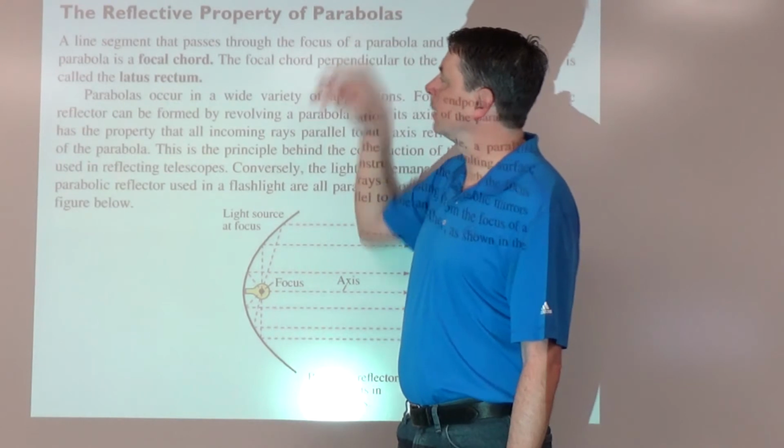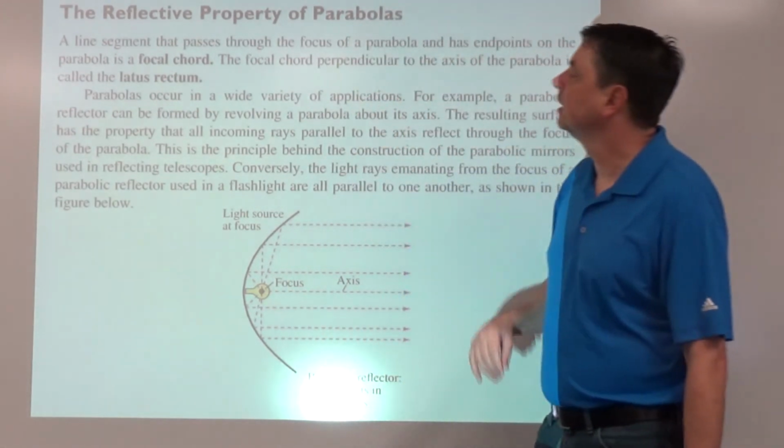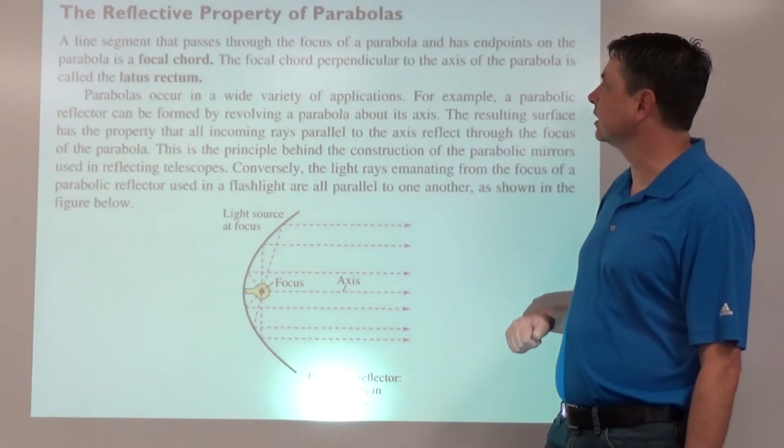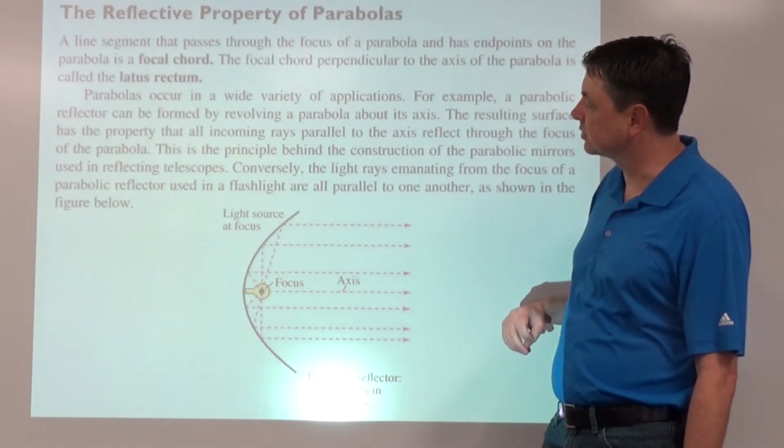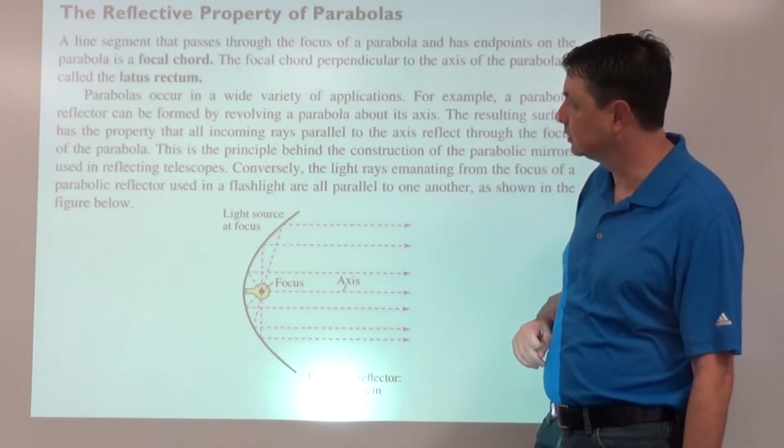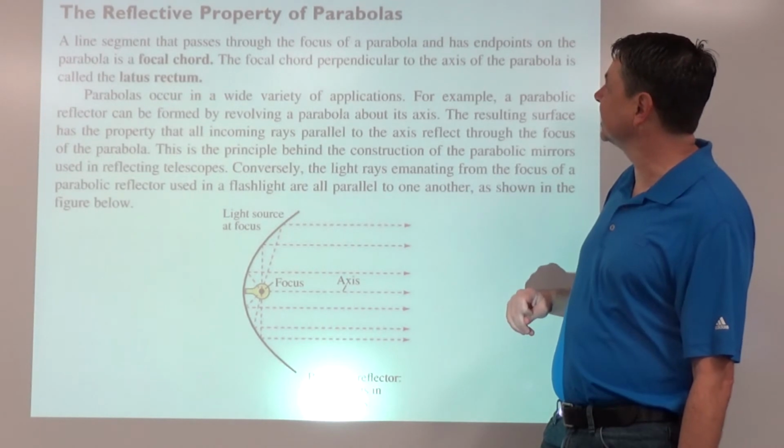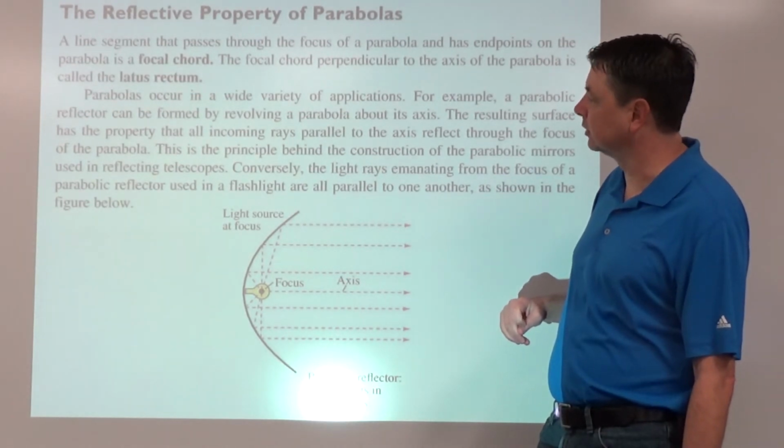The reflective properties of parabolas. It says the line segment that passes through the focus of a parabola and has endpoints on the parabola is called a focal chord. A focal chord perpendicular to the axis of the parabola is called the latus rectum.